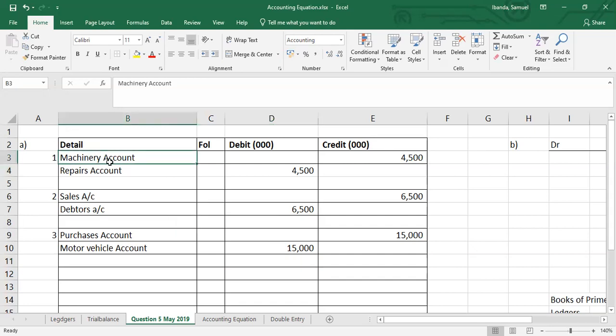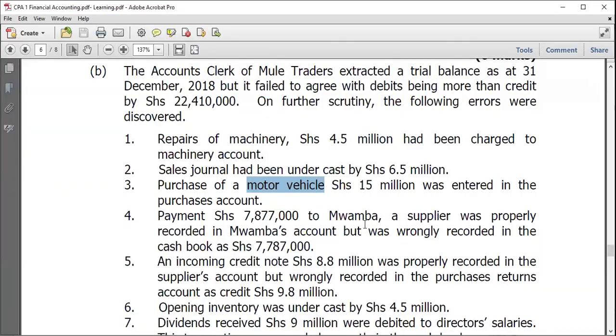The same thing we did with the machinery account. We removed this value from the machinery account because it was repairs and put it under our repairs account. This was an error of original entry where the value that was taken to the sales and debtors account was undercut by 6.5. So we are adding on the existing figures. That is why we are crediting our sales and debiting that. As simple as that. You get it? We will try out more as we proceed, but just for you to understand.